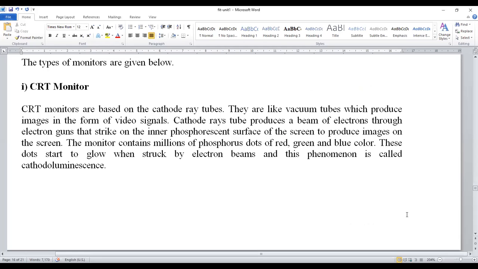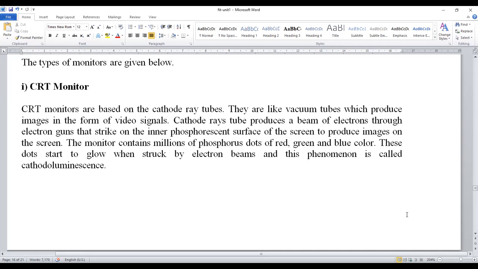So these are the CRT monitors based on cathode ray tubes. They are like vacuum tubes which produce images in the form of video signals. Cathode ray tubes produce a beam of electrons through electron guns that strike the inner phosphorescent surface of the screen to produce images on the screen.